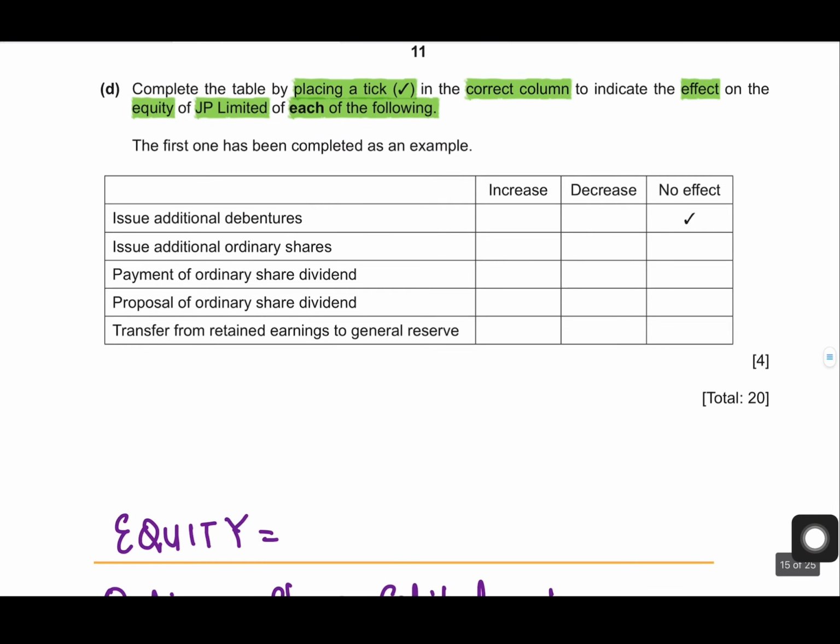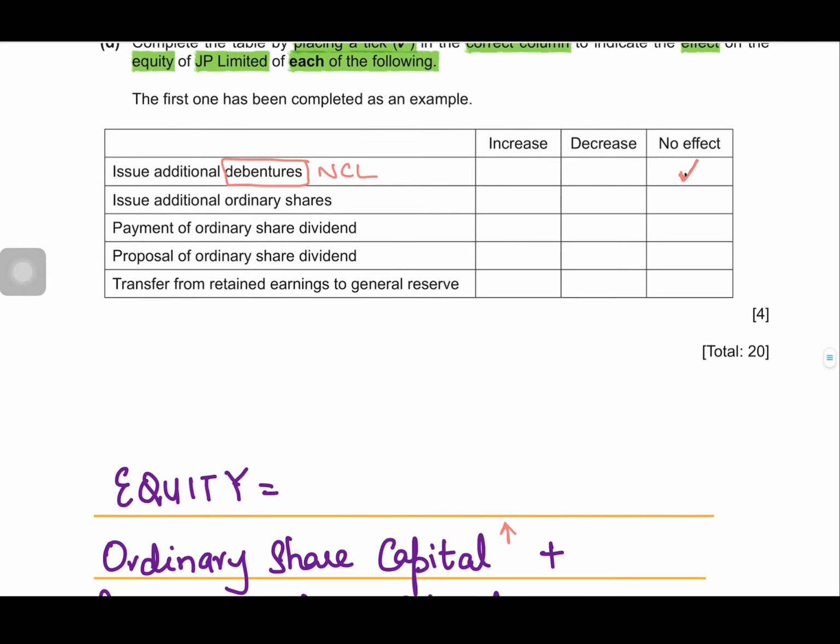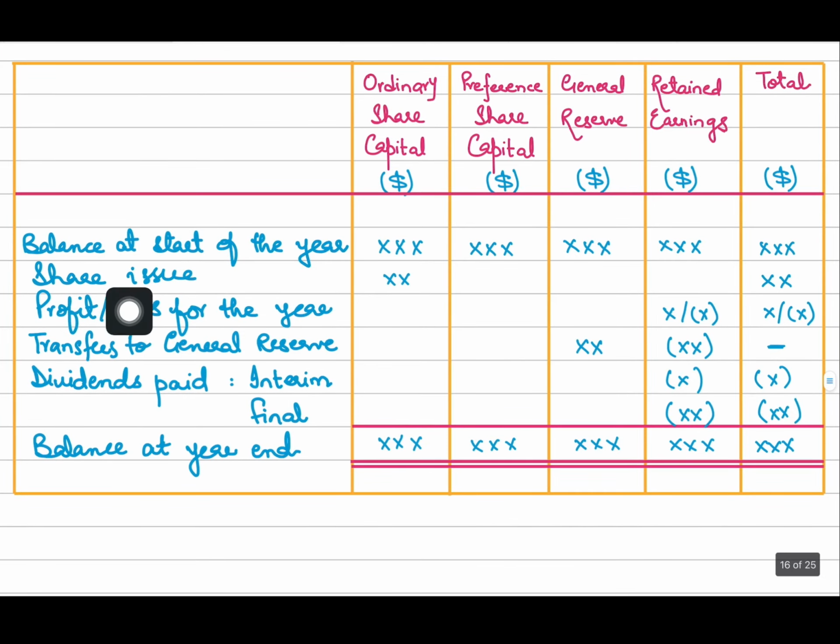Now let's read the transactions. The first one, which is already solved, it says issuing additional debentures. So debentures, we know that this is a non-current liability. It will not affect your equity, right? So there is therefore no effect. Then the second one says issue additional ordinary shares. So ordinary shares is what? Ordinary share capital. This will increase this item of your equity. So therefore, issuance of additional ordinary shares will increase your equity, right? As we saw in the format as well, if there is any share issue, it will increase your capital.